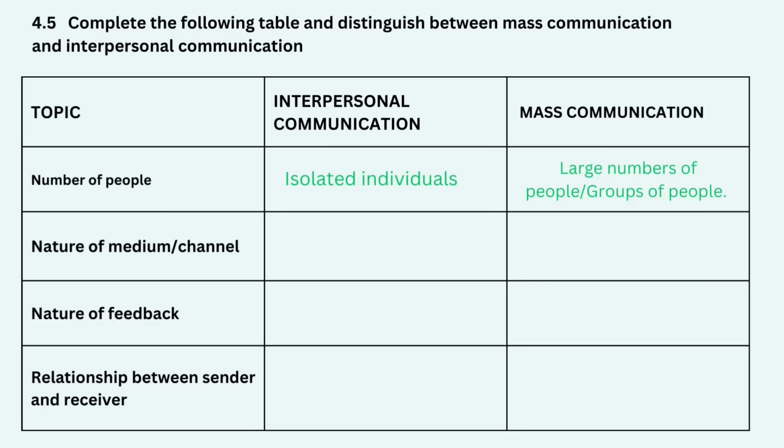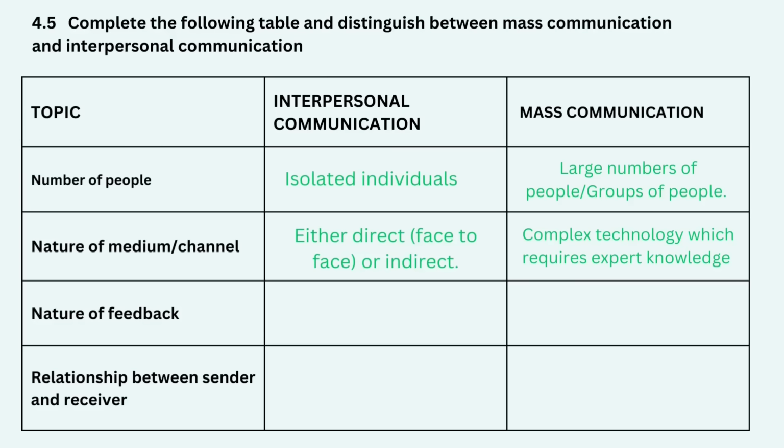2. Nature of medium or channel. Interpersonal communication can be either direct, such as face-to-face conversations, or indirect, such as phone calls or written messages. On the other hand, mass communication often requires complex technology, and the creation and distribution of messages may involve expert knowledge.